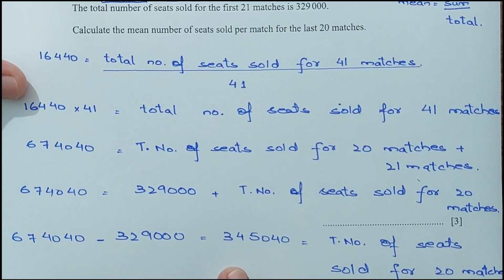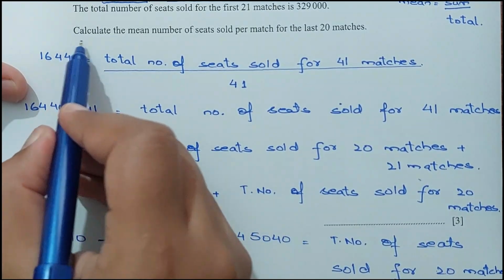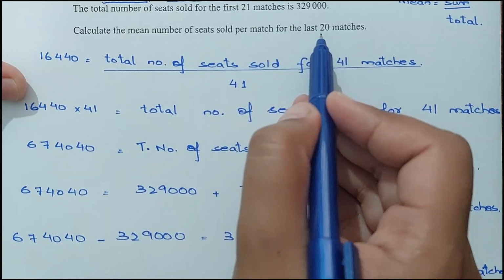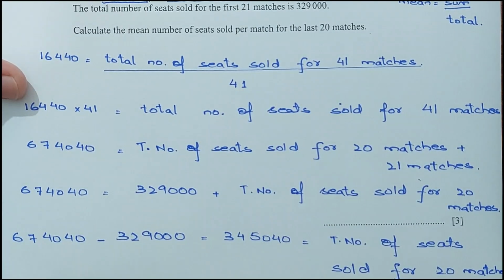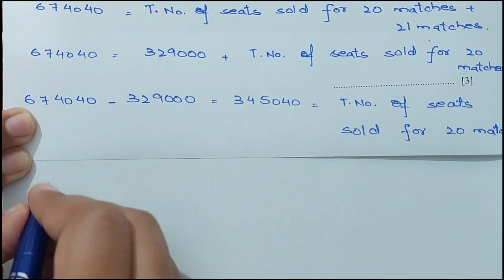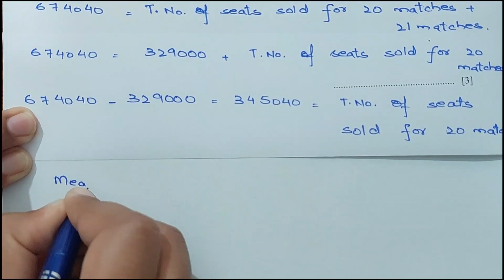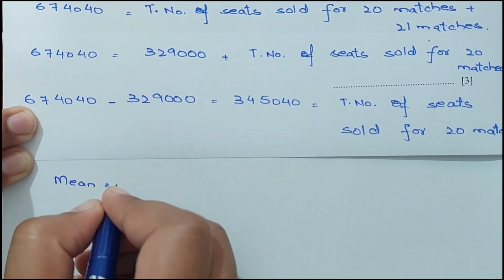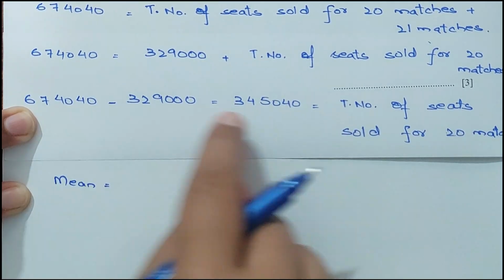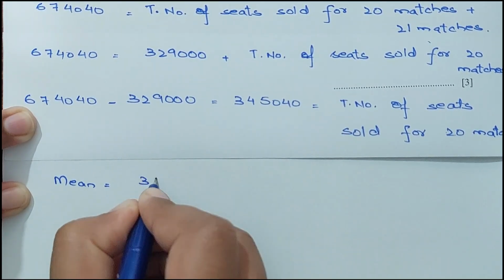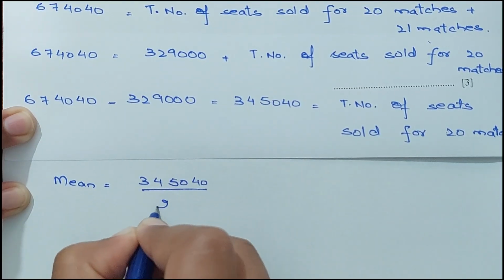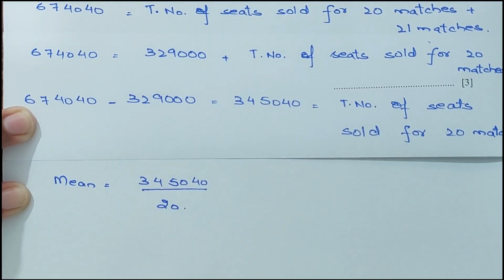All right. Now the question is, calculate the mean number of seeds sold per match for the last 20 matches. Okay, the mean number of seeds sold per match for the last 20 matches is the total number of seeds sold for the 20 matches, which is 345040, divided by the number of matches, 20. Here we will get the mean.